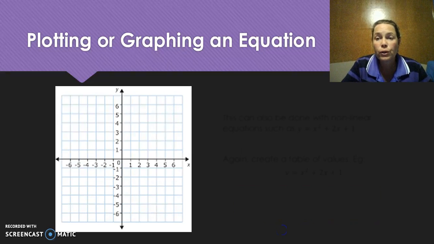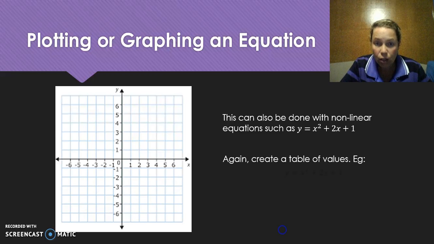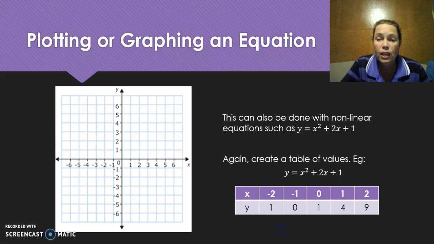It also works with nonlinear equations, such as the quadratic function that I have here, y equals x squared plus 2x plus 1. So we follow the same procedure. We create a table of values. So here's our equation. And once again, I've chosen the 5 points to go across my x-axis, and then I've simply substituted them into the equation to find out what my y value is.